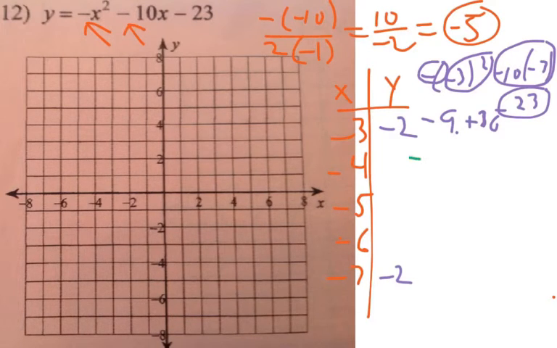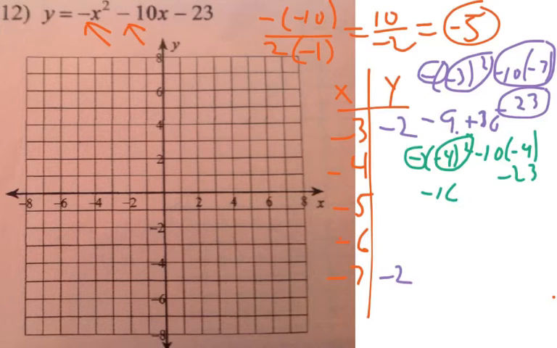Alright, now we're going to do negative 4 here. Negative of negative 4 squared minus 10 times negative 4 minus 23. Again, power first, 16. Negative 4 squared, 16. The negative makes it negative 16. I have right here negative times negative, positive 40. Together, negative 16 and 40 is 24, with the minus 23 is 1. Likewise, with symmetry, negative 6 is going to be 1 as well.